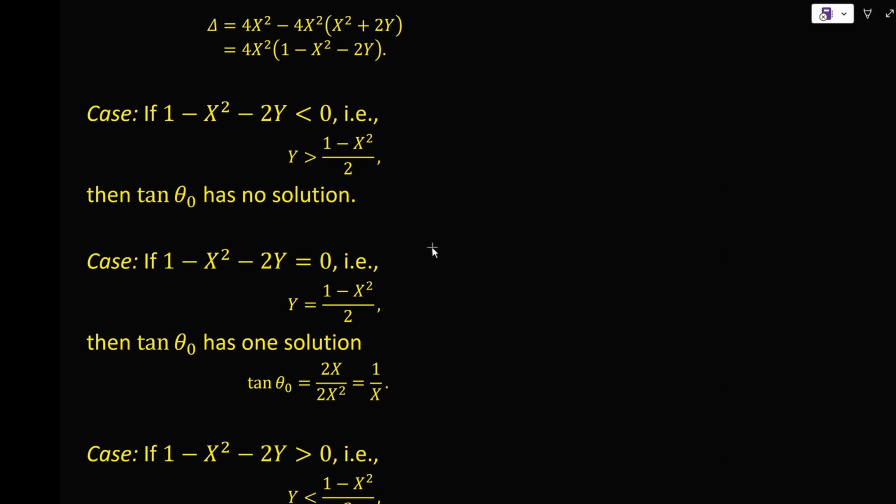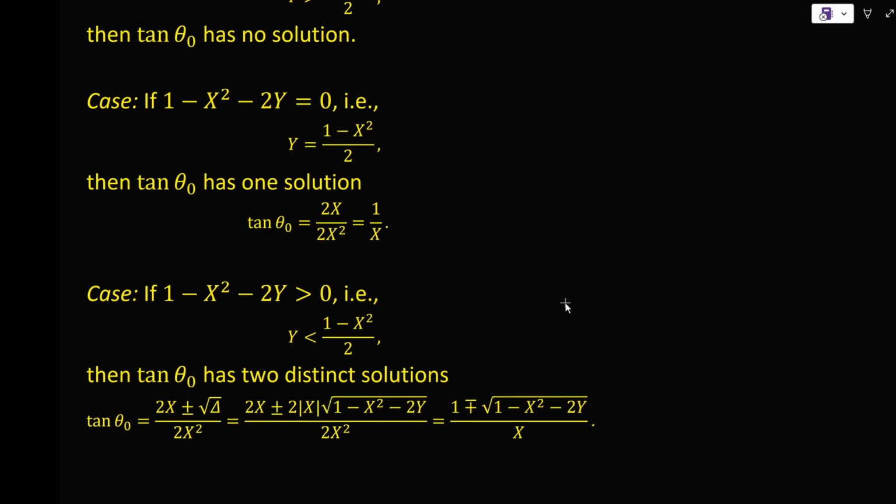Moving on to the next case. If 1 minus X squared minus 2Y equals 0, then the discriminant vanishes, in which case the quadratic equation only has one solution, or a repeated root, which is tangent of theta naught equals 2X over 2X squared, which simplifies to 1 over X. We also notice that the condition for the second case can be written as Y equals (1 minus X squared) over 2. Moving on to the third case.